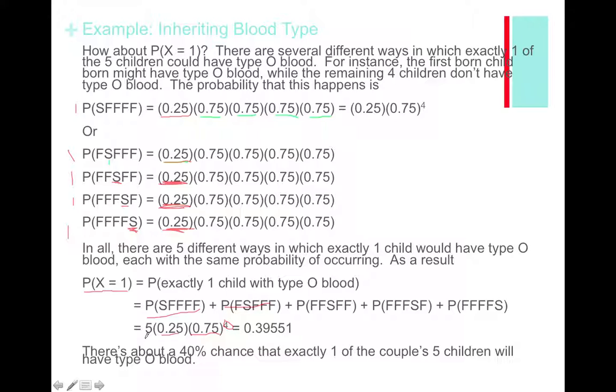Is it the first success? Is it the second one success? The third child a success? The fourth or the fifth child a success? So there's about a 40% chance that exactly one of the couple's 5 children will have type O blood.